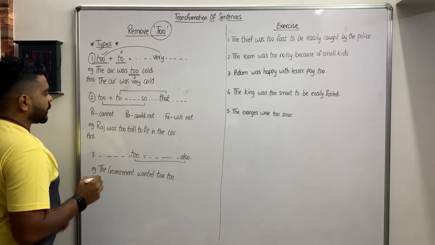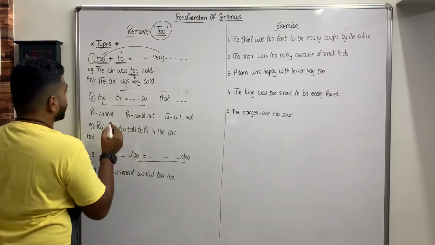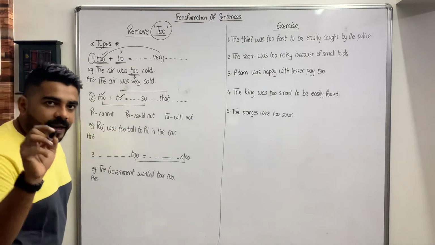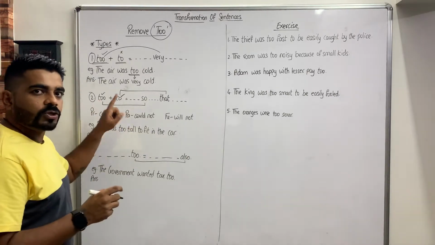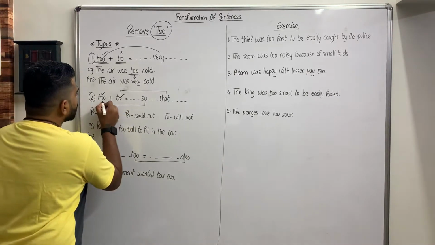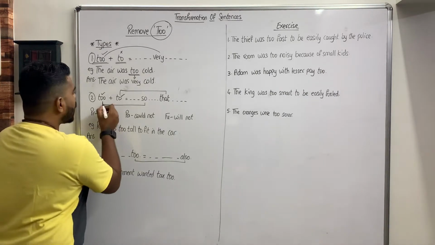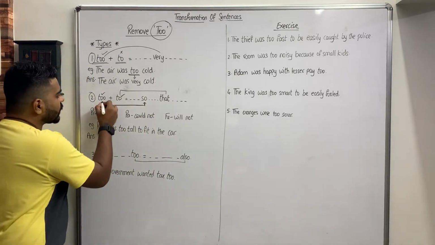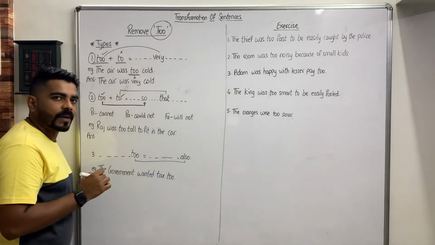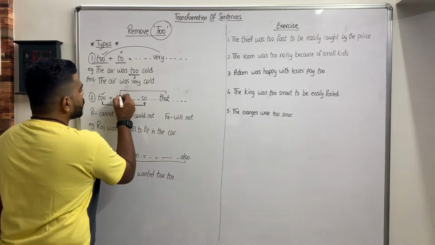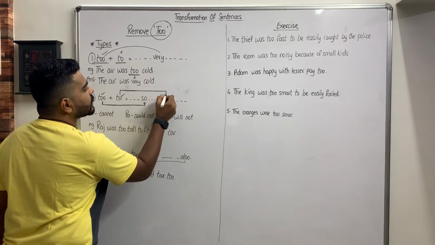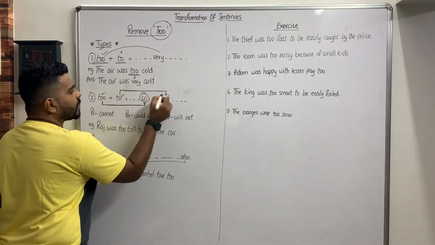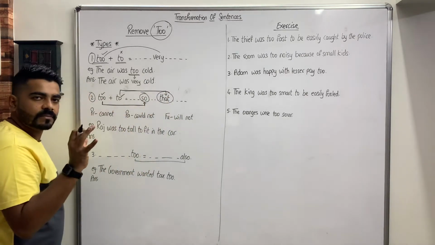This is the second type of question that may be asked. In the second type, what we have is too is given to you, is also given to you. Whenever too is given to you, is also given to you, what you do is you remove too and add so in the same place. Second thing, you remove and add that in the same place. Remove too, add so. Remove, add that in the same place.